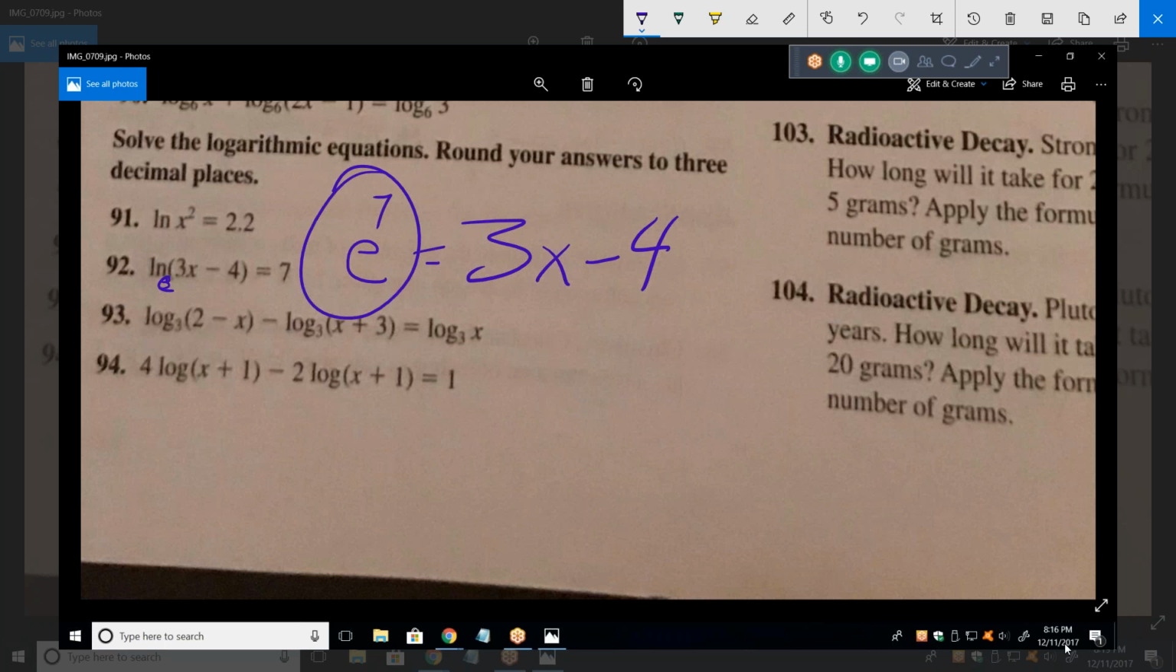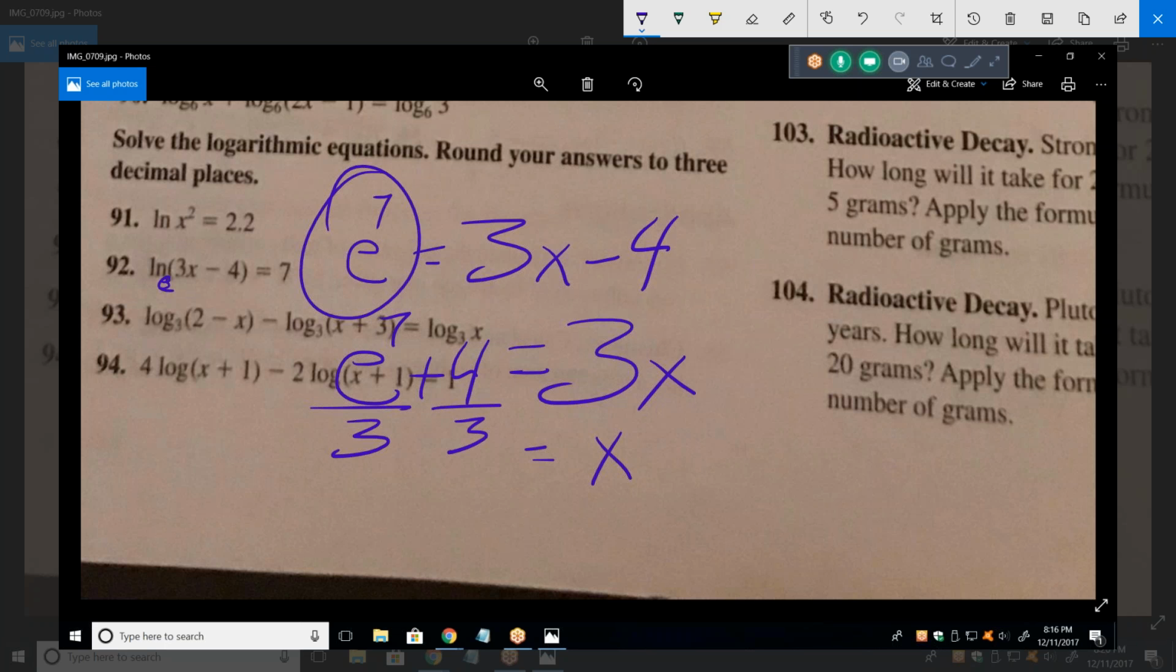Now that's just a number. So let's solve that for x without solving e to the 7th. So what's the next line? Well, e to the 7th, could we just plug that into the calculator? Not yet, that's the next line. So it'd be e to the 7th plus 4 equals 3x. Then divide by 3. So that's x.